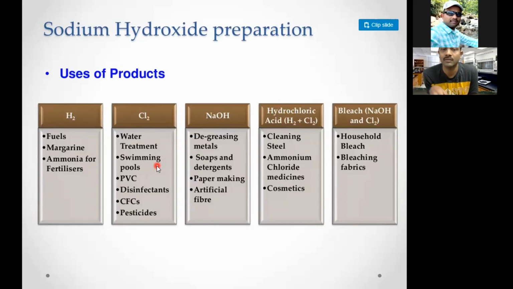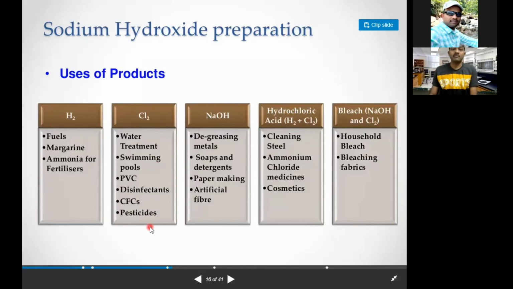How will it clean the floor? By removing bacteria, microorganisms. It kills them, because chlorine is there. What is the main use of chlorine? It can be used as a disinfectant, right? So this bleach we can use in the household, for bleaching fabrics. These are some uses of the bleaching agent.